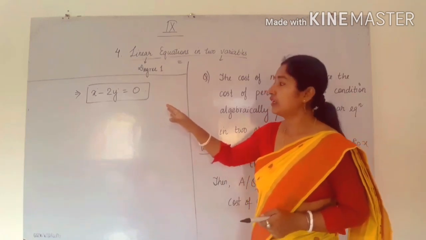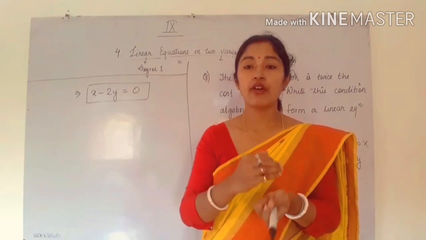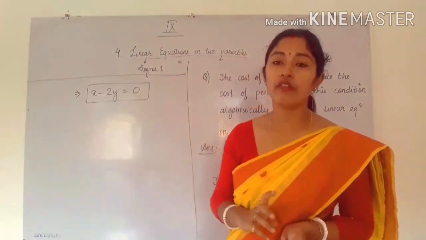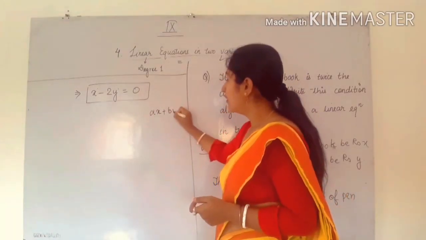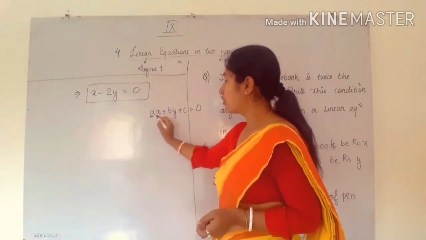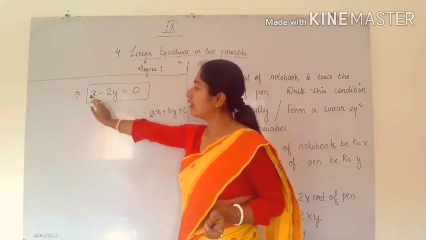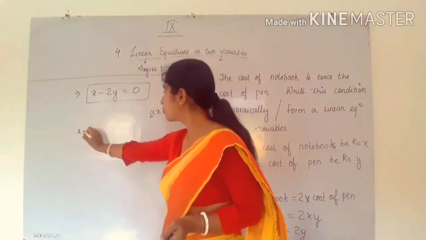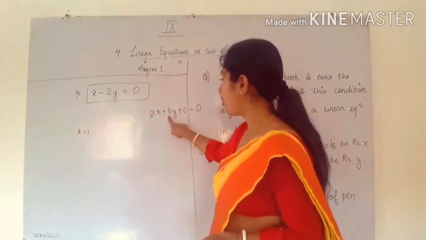And if you want to write the values of a, b and c from this equation, we can write them by comparing with the standard form of the linear equation in two variables. So the coefficient of x is a. Here the coefficient of x, you can see, nothing is written. So we can say that the value of a is what? 1. Okay.